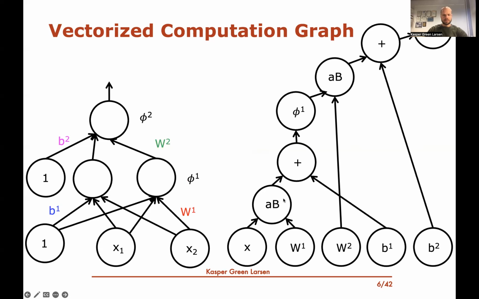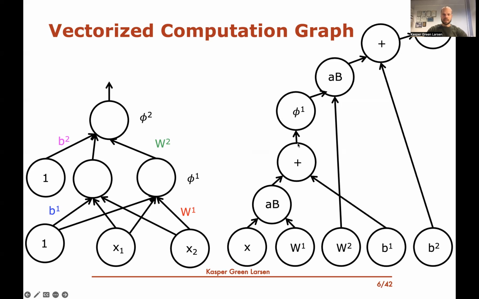So we have nodes in this graph that compute a product between a row vector and a matrix B. So an AB product here. And what happens here is that we first take the input feature vector x, multiply it onto the left onto the first weight matrix, right? This is basically what we were doing before. And then we add the first bias row vector to it.